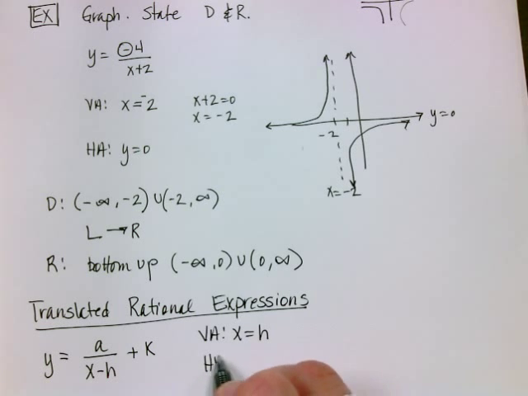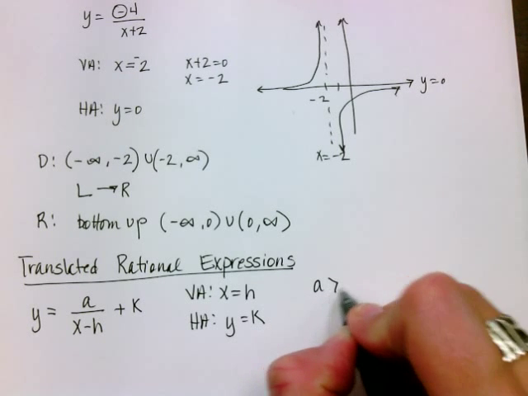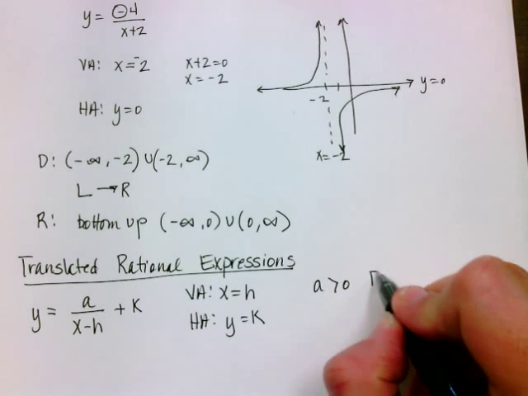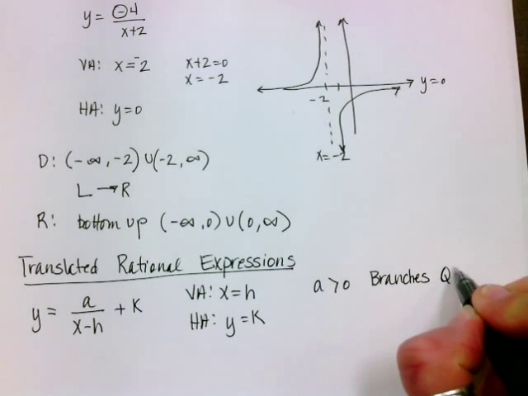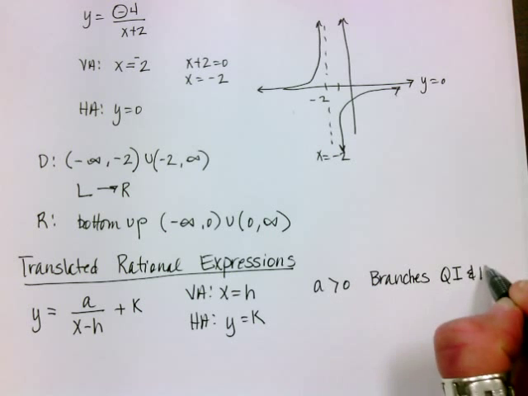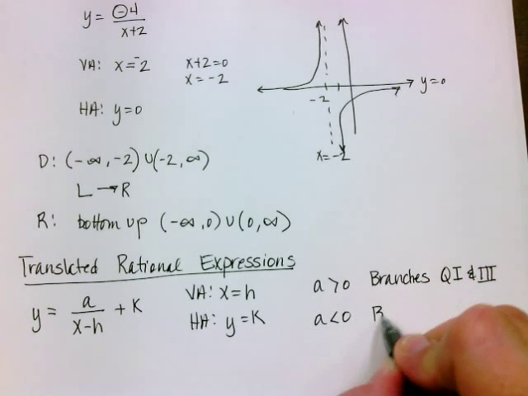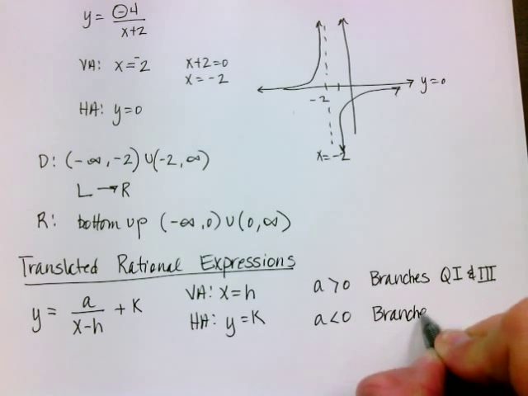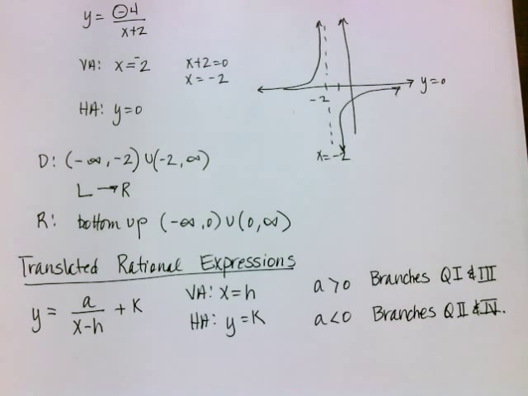My horizontal asymptote is going to be y is equal to k. If a is positive, then my branches are going to be in quadrants 1 and 3. If a is negative, then my branches are going to be in quadrants 2 and 4. Alrighty, so that's kind of my generic information.